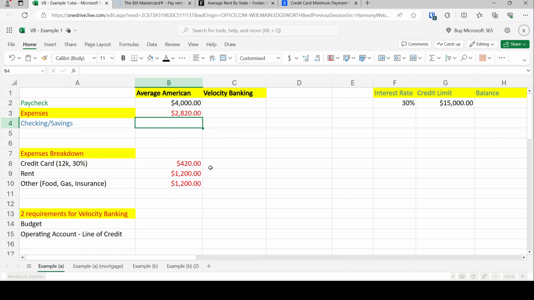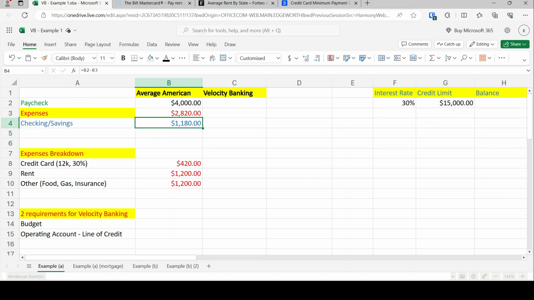And then what's left over in our checking and savings, it's this minus this, right? So that's B2 equals B2 minus B3. And now we have $1,180 in our checking and savings, which is not bad. Like if I had that much in my checking and savings and no debt, I guess that would be okay. But we have debt. So we got to get rid of the debt, increase our cash flow.